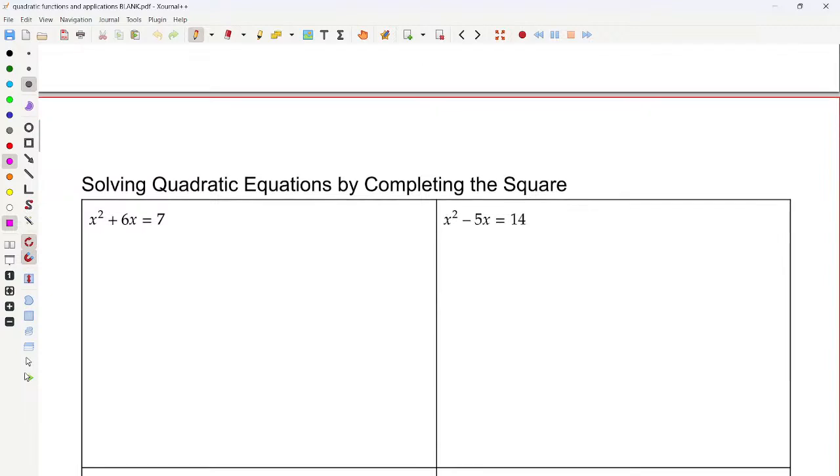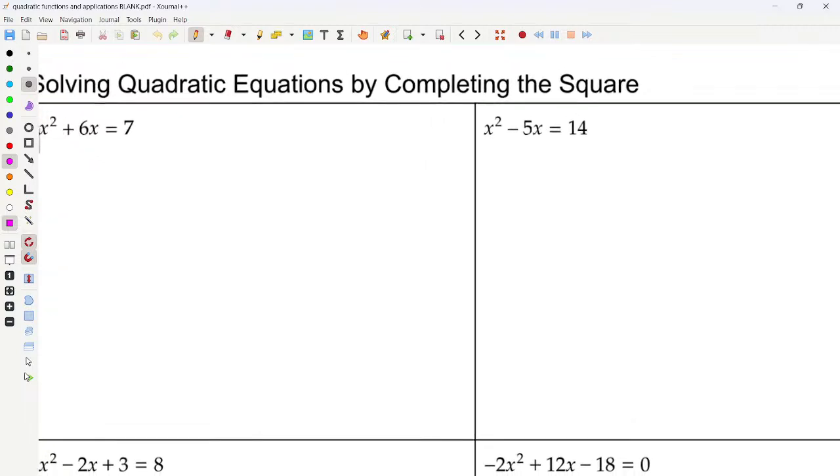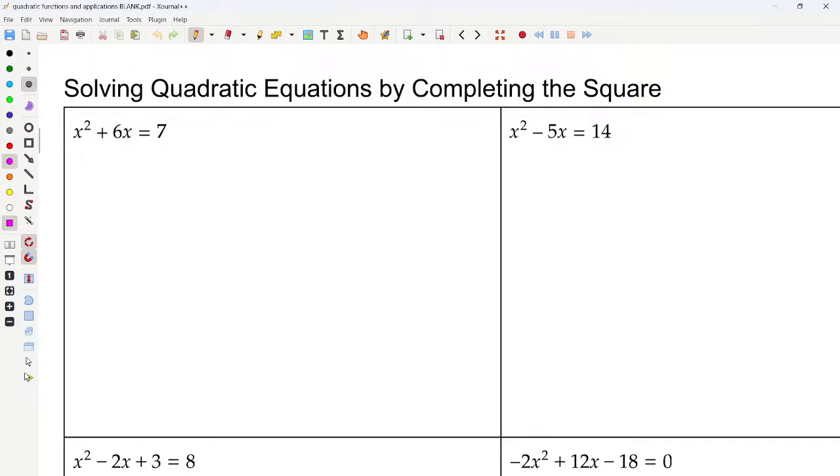Solving equations with completing the square, looking at standard form and being able to find key features of quadratics by completing the square, look at a shortcut for that, and then some applications which use the quadratic formula and a bunch of stuff. So we've got a pretty busy night. Off we go. Solving quadratic equations by completing the square.